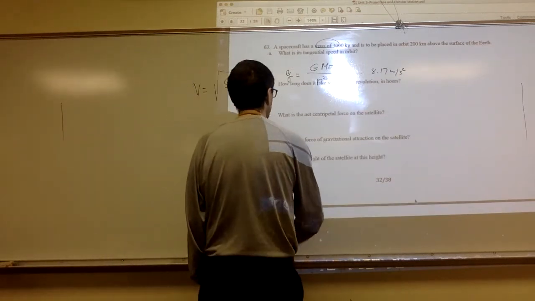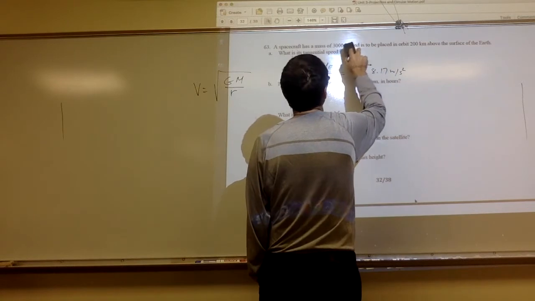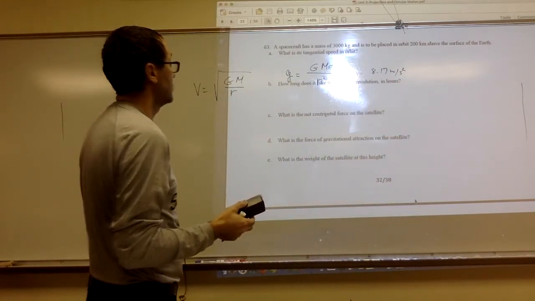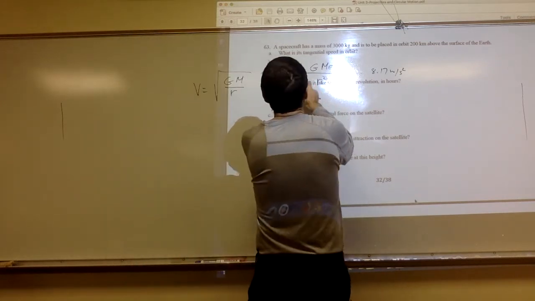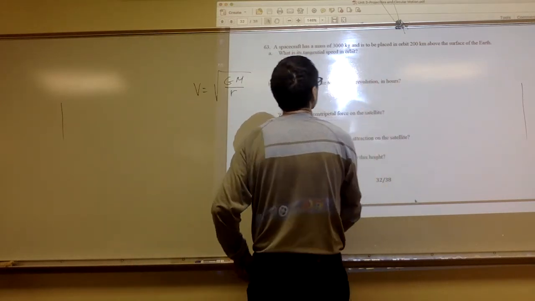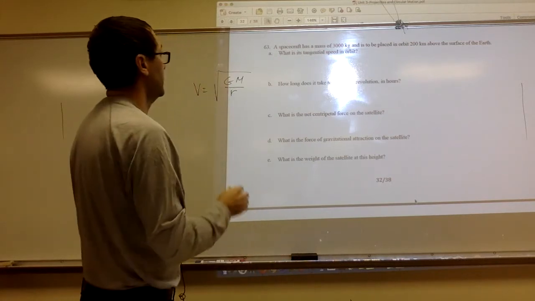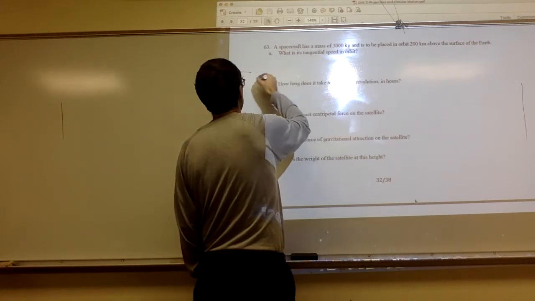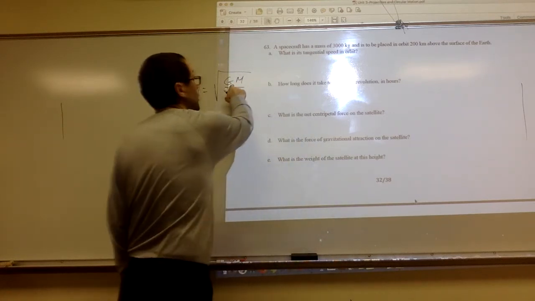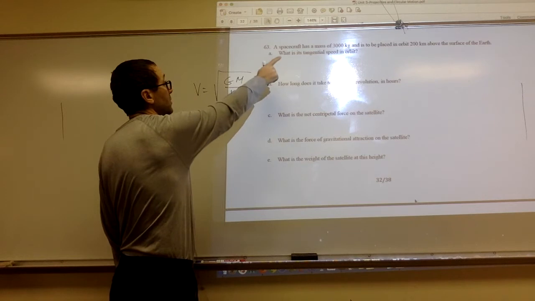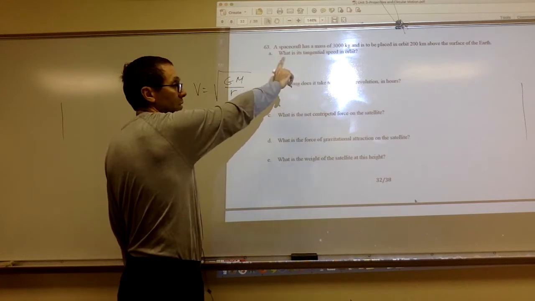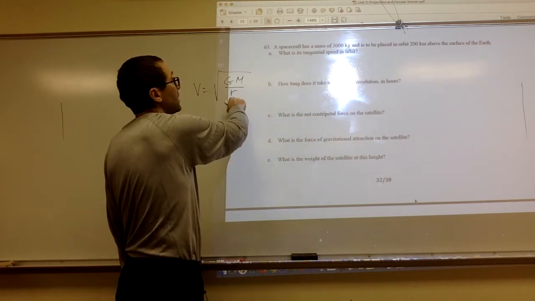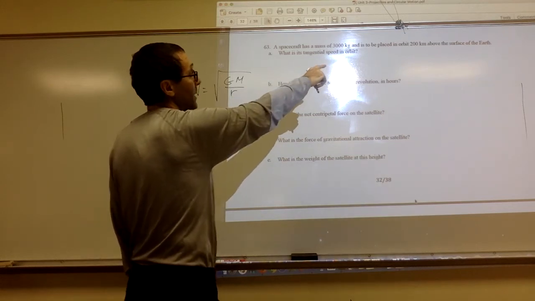Now, a spacecraft has a mass of 3,000 kilograms. How long does it take to make one revolution in hours? So we have to find, I'm sorry, it says to find the speed first. So to find the speed, you just do G, the mass of the Earth. The mass of the spacecraft has nothing to do with it. It's falling, whether it's 3,000 or 20 or 30,000 kilograms, it doesn't matter. And this is 200 kilometers above the surface.